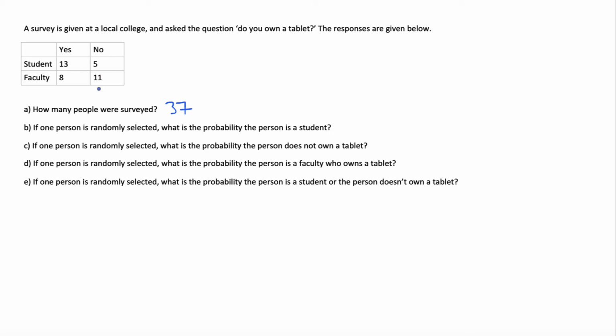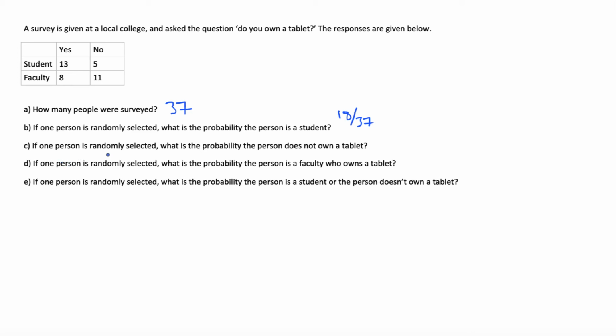Okay, so let's imagine that we're going to select one person randomly. So out of these 37 people, we're going to select one person randomly. So what is the probability that the person is a student? Well, we see here that there are 18 students total. So the answer to this one is going to be 18 out of 37.